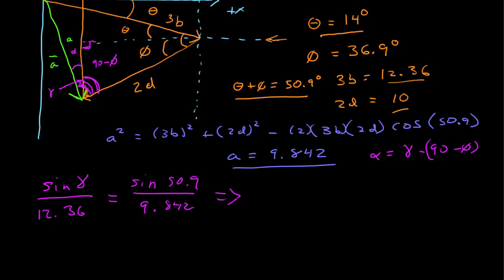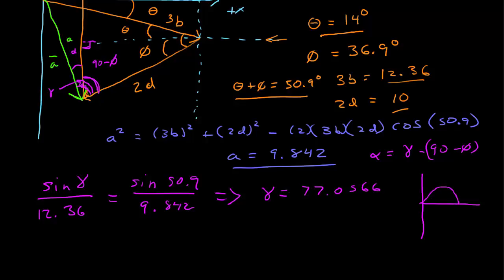And when I put this in the calculator, I got an angle of gamma, which is equal to 77.0566. But the problem is the law of sines is dual valued for angles between 0 and 180. So I don't know for sure if it's 77.056.